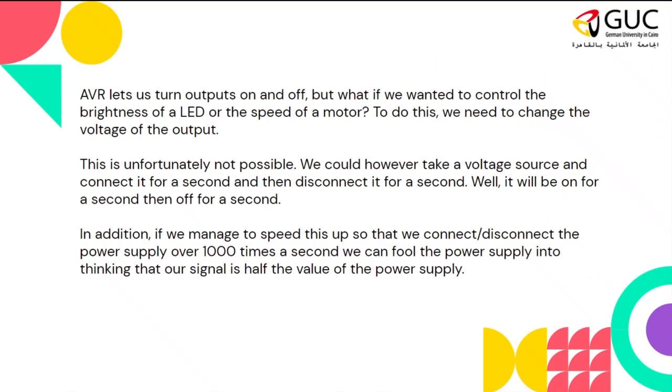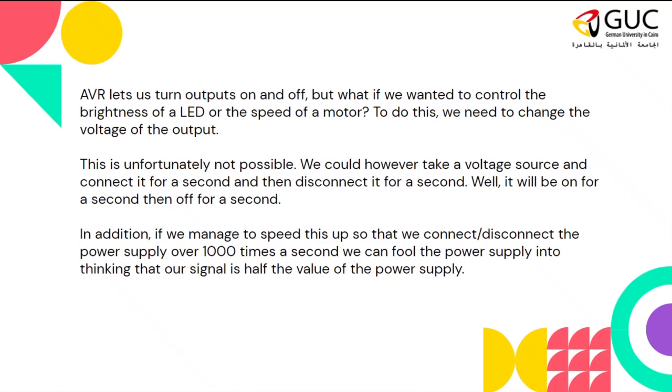Okay, this example says that an AVR, which is our board, lets us turn outputs on and off, meaning that we can send either 0 volts or 5 volts. But what if we wanted to control the brightness of an LED, meaning that we wanted the LED to have medium brightness or be very, very dim, or we wanted to control the speed of a motor, whether it's very fast, intermediate speed, or a very slow speed?